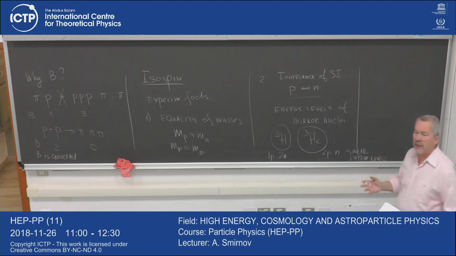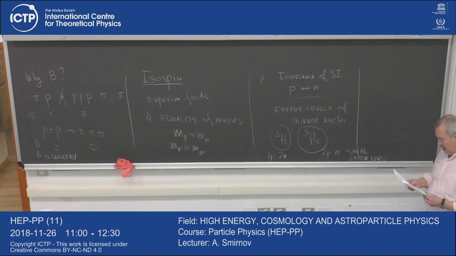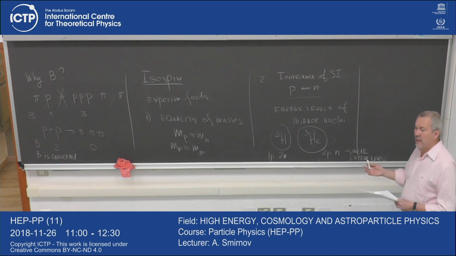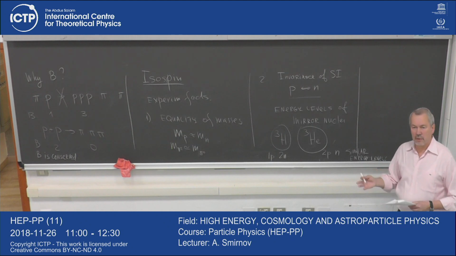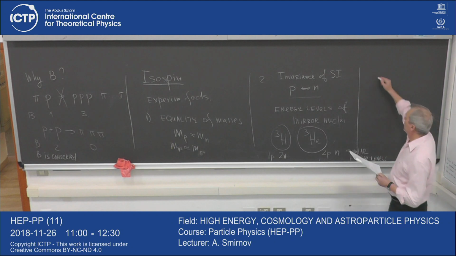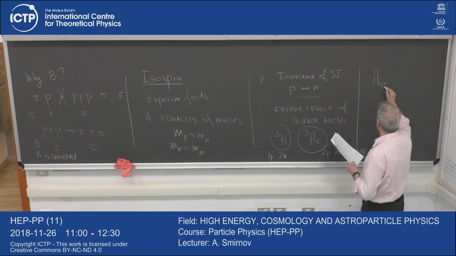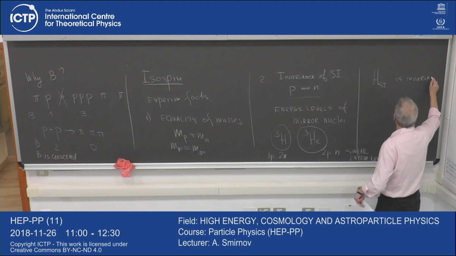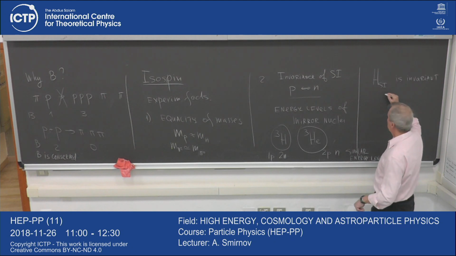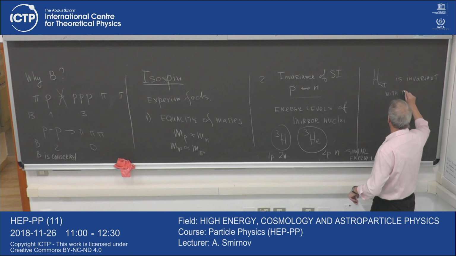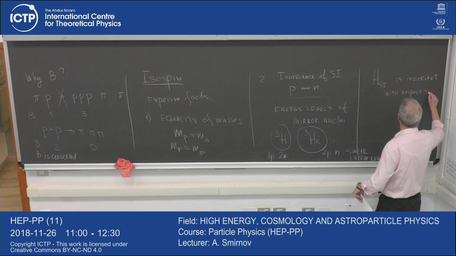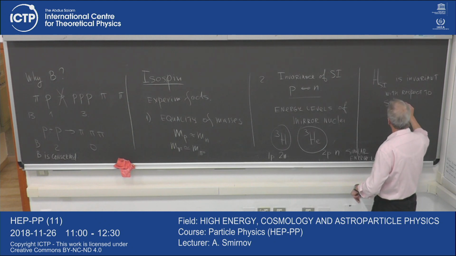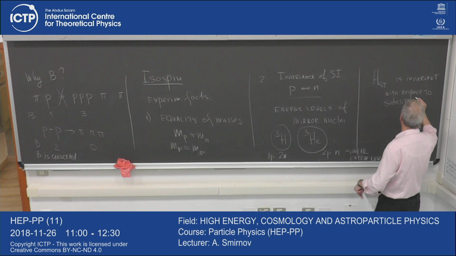What does it mean? How can we explain this? How can we formalize this fact, that strong interactions do not depend on whether it is a proton or a neutron? This means that the Hamiltonian of strong interactions is invariant with respect to substitution of proton and neutron.